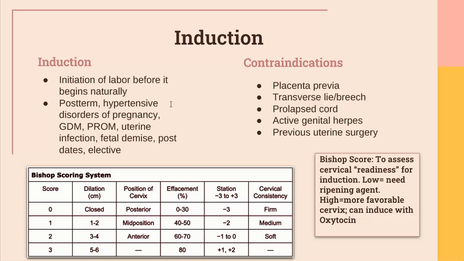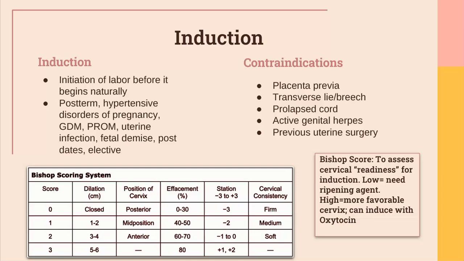So if you have a score of 0, that means your cervix is closed. The position of the cervix is posterior. There's not really much effacement. The baby is very high up, and the cervix is firm. So this person is going to need a chemical or mechanical ripening. So there's something called a Foley bulb. You can use misoprostol. You can use Cervidil, some kind of synthetic prostaglandin to get that cervix ripened before you would start with oxytocin. You can't just give a woman that synthetic hormone when her cervix really isn't ready. There has to be a step one.